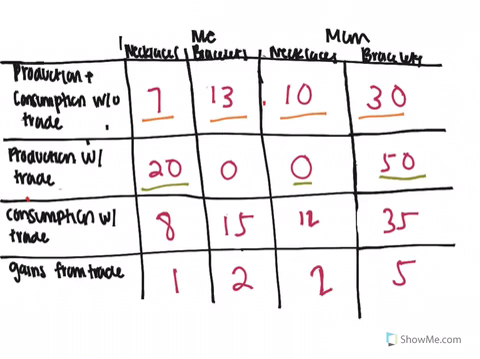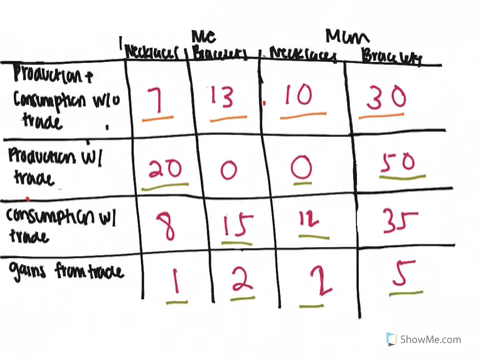Now, if we were to trade with each other, my mother would give me 15 bracelets in exchange for 12 necklaces. So 15 bracelets in exchange for 12 necklaces. This would result in a gain of 1 necklace for me, 2 bracelets for me, 2 necklaces for my mom, and 5 bracelets for my mom.